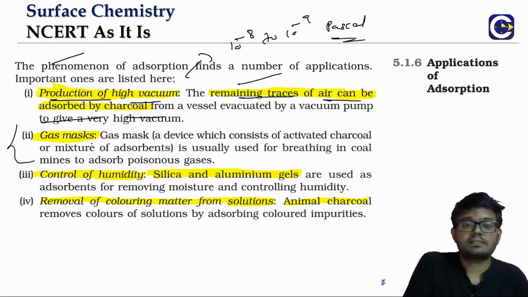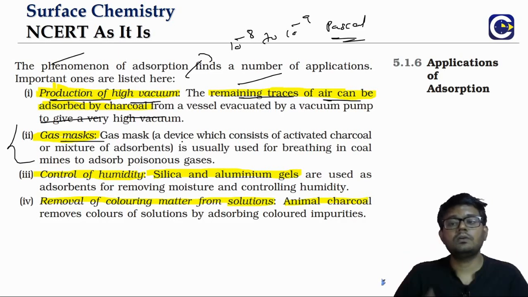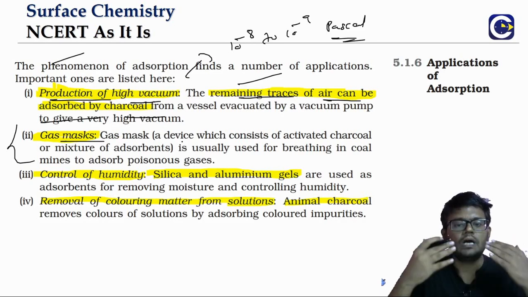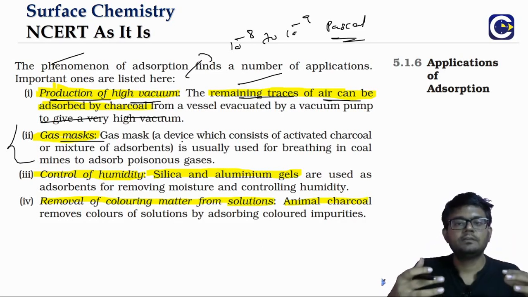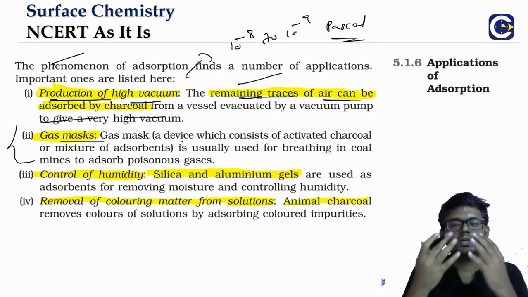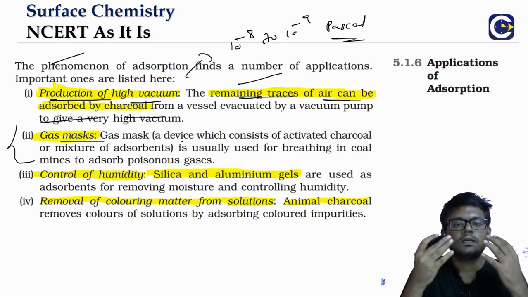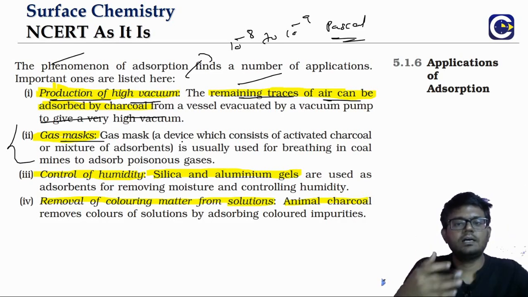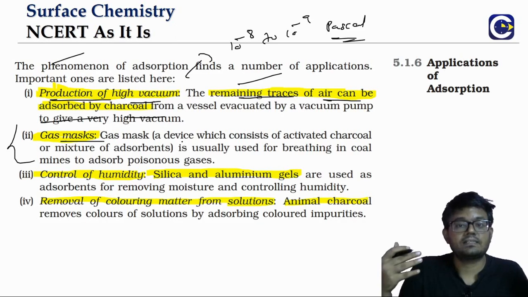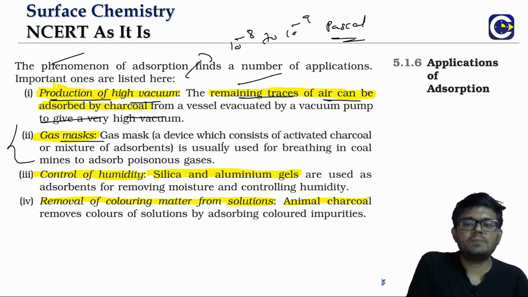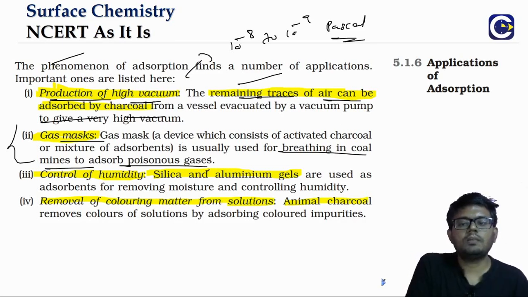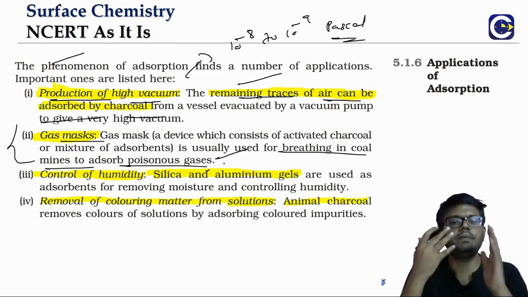Even gas masks, right? So what is the main use of gas masks? If you have somebody who is working in a mine, they will use a gas mask. When they breathe, the poisonous gases, because in the coal mine we will have a lot of different types of gases coming. So these gas masks, right, that are used in coal mines, etc., they will adsorb all the poisonous gases and they can breathe the fresh air.